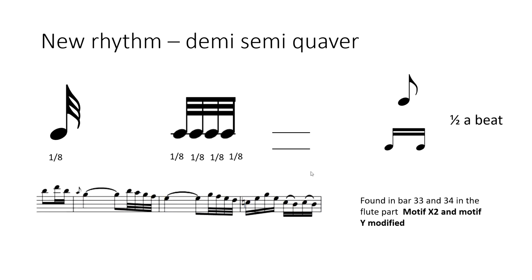We can find the demi-semiquavers in bar 33 and 34 in the flute part. So it features in motif X2, which is from here to here, and it also features in motif Y modified, because now he includes the demi-semiquaver. Let's have a listen to it.